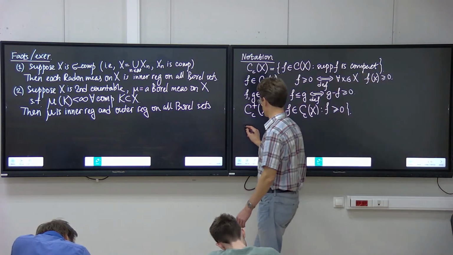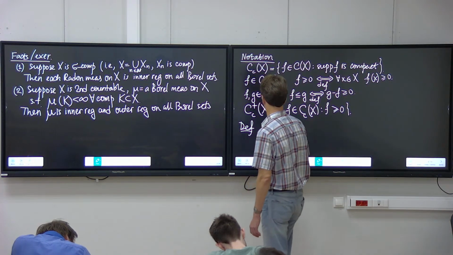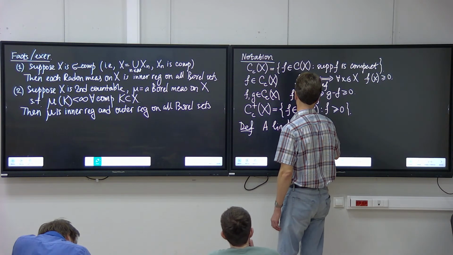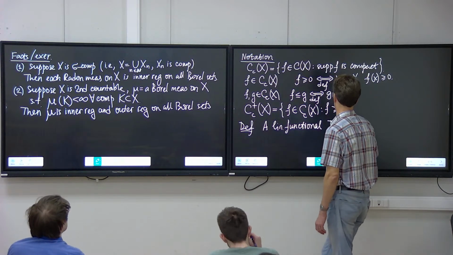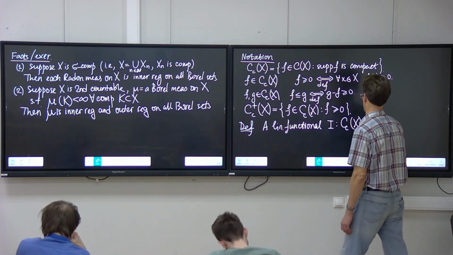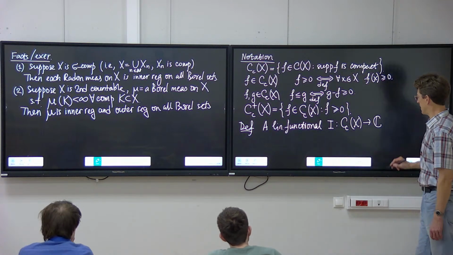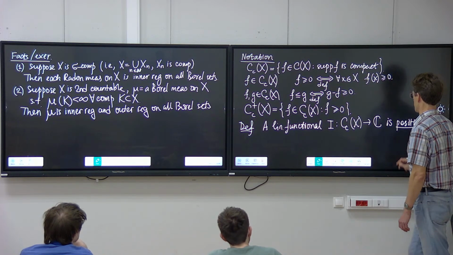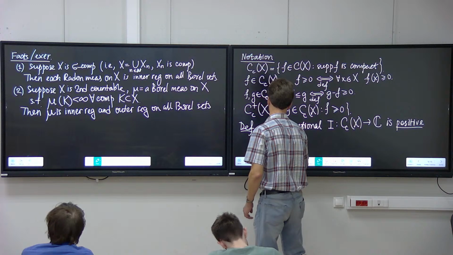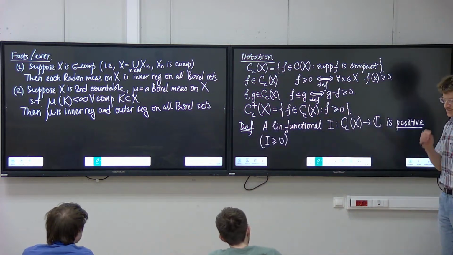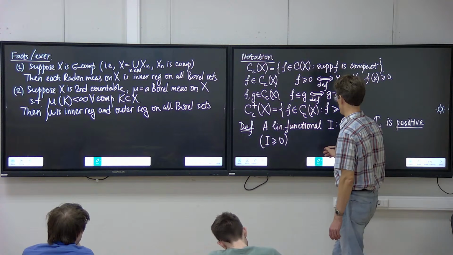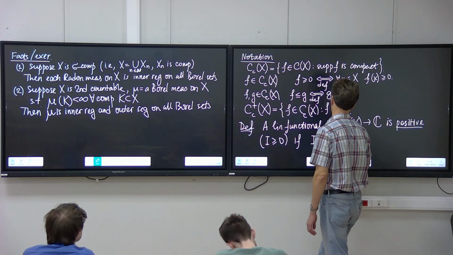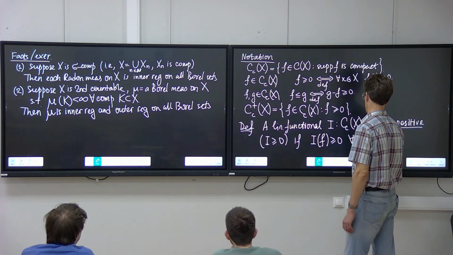We now have the following definition. Suppose we have a linear functional I on the space of continuous compactly supported functions. We say that I is positive, and write the following combination of symbols, if it takes non-negative functions to non-negative numbers. That is, I of f is non-negative whenever f is non-negative.